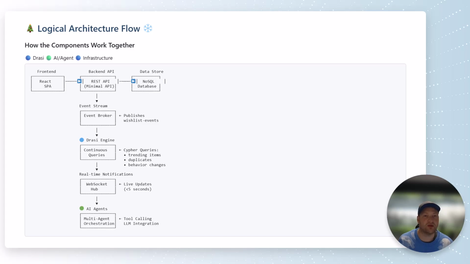Drasi then subscribes to those events and runs its queries. When the patterns match, such as trending items, duplicates, and behavior changes, Drasi then sends real-time notifications to SignalR, and then AI agents can query Drasi or respond to those notifications as well. So it's just a key point.